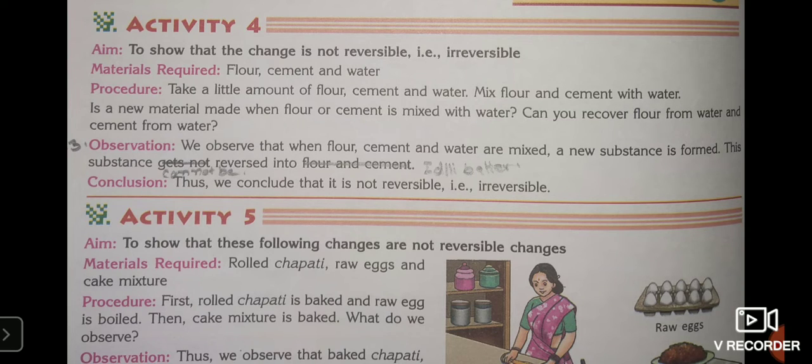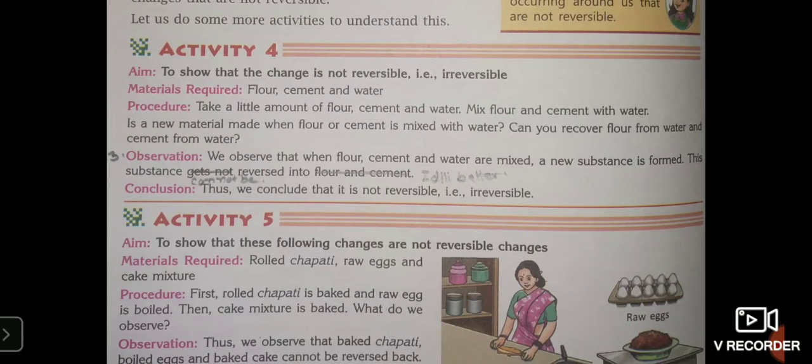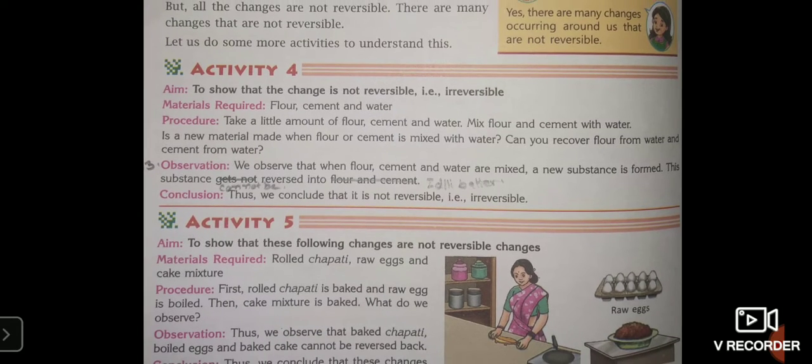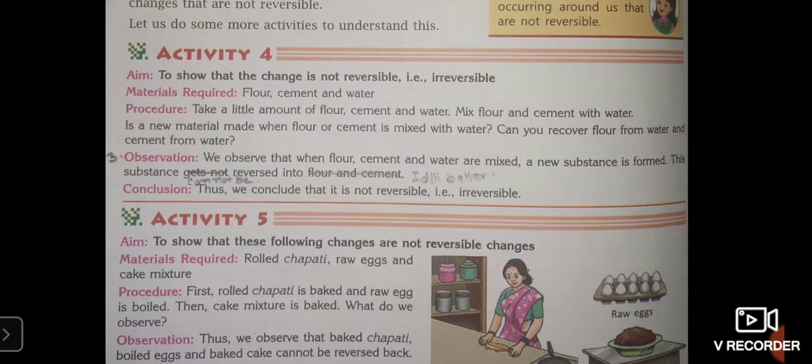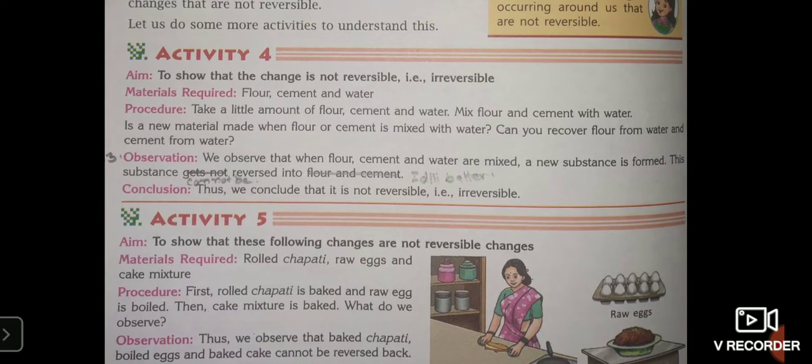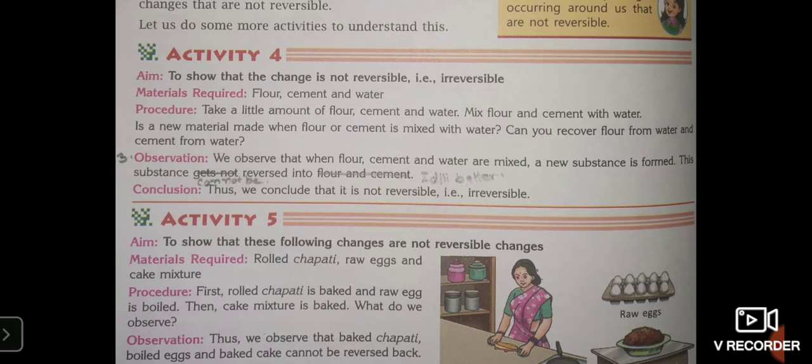We observe that when flour, cement, and water are mixed, a new substance is formed. Because if you leave the cement with water for some time, it gets converted into a thick, hard mass. And you cannot convert that thick, hard mass back to cement. Therefore, it's an example of irreversible change, or the change is not reversible.